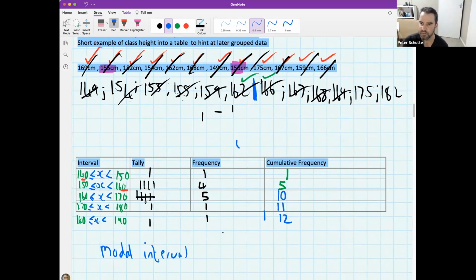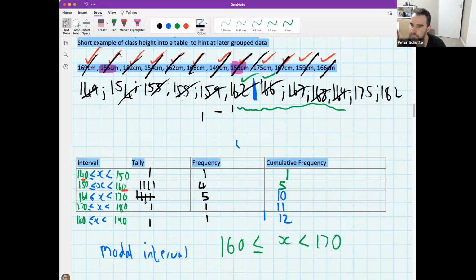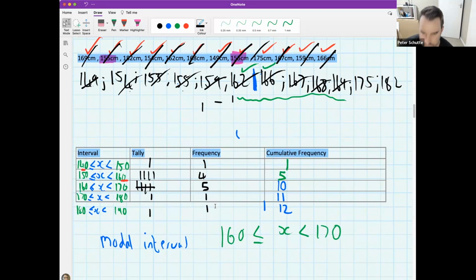Great question. Okay, the modal interval is the interval that occurs the most often. And so what we need to do is look at which interval has the most values in it. You can kind of see it in the list above here, but the frequency column that's highest is 5. So the modal interval will be between 160 and 170. Okay, so that's the modal interval. You can also find where the middle of the data is when you have grouped data, and that's something which we'll come back to in lesson 4.